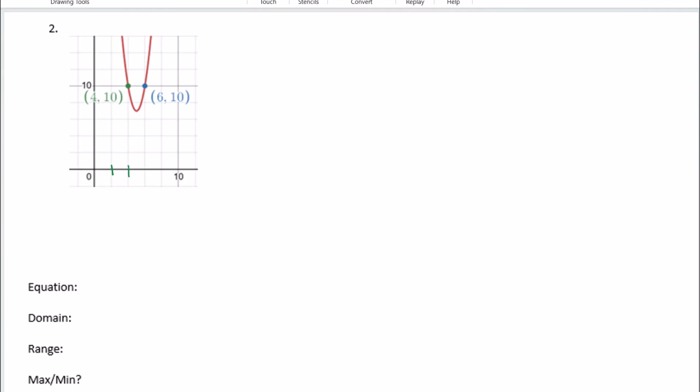All right, so let's jump to number 2. I want you to identify the vertex. Each of these lines is by 2. So I want you to figure out the vertex and then one other point. I'll give you a head start.